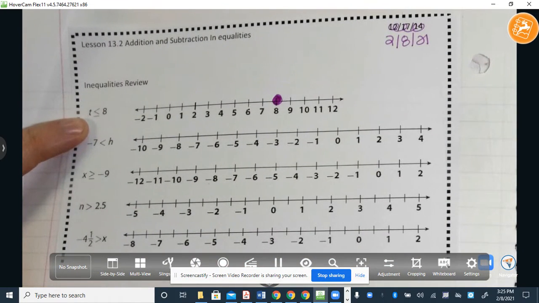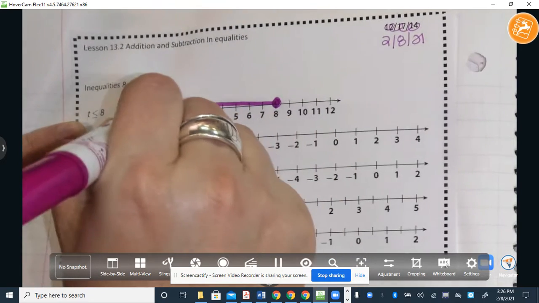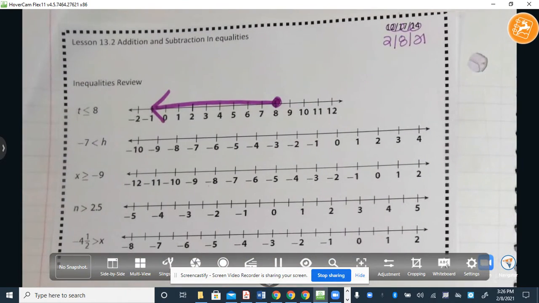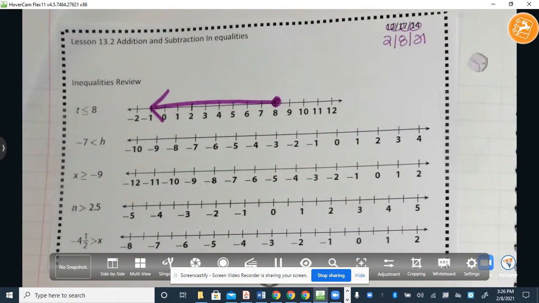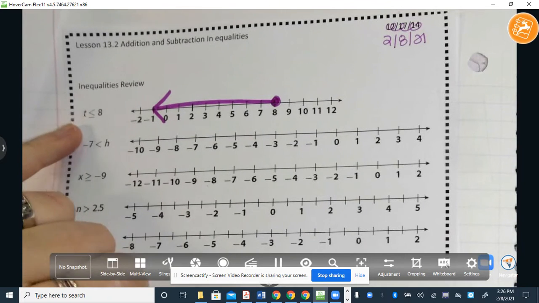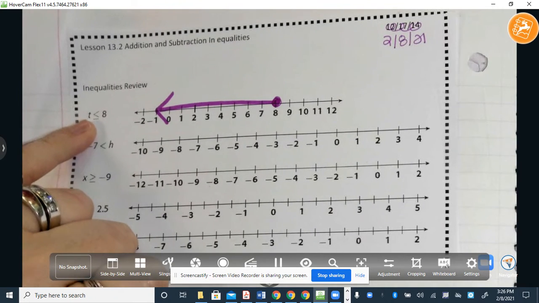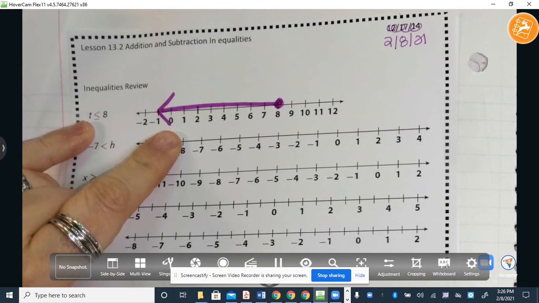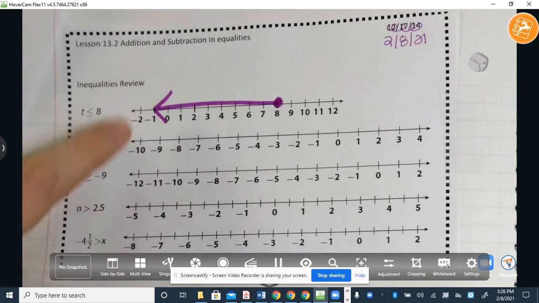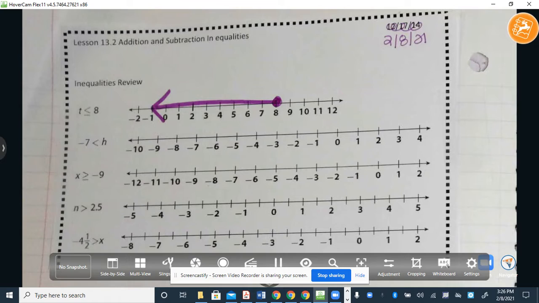So I'm looking for all numbers less than or equal to 8. So less than, I'm going to be going to the left. And I'm going to be drawing my arrow, meaning that that still can continue. And remember, with my variable first, my inequality symbol and my arrowhead both go in the same direction.